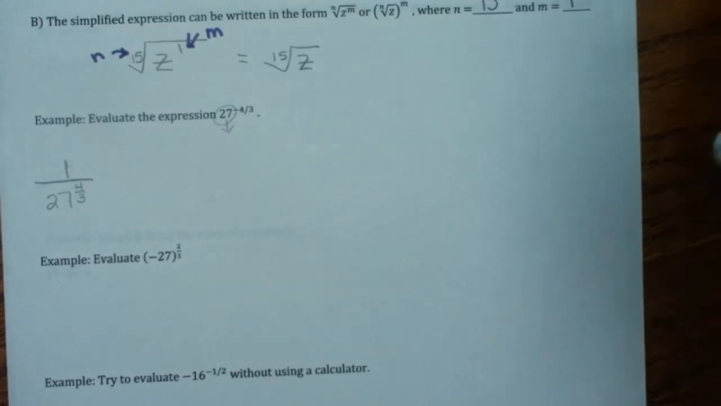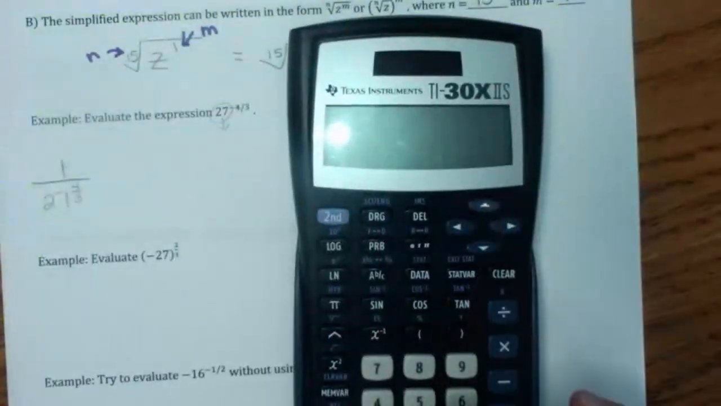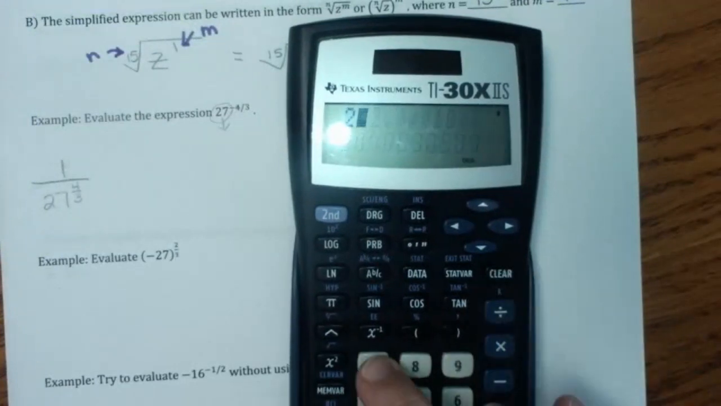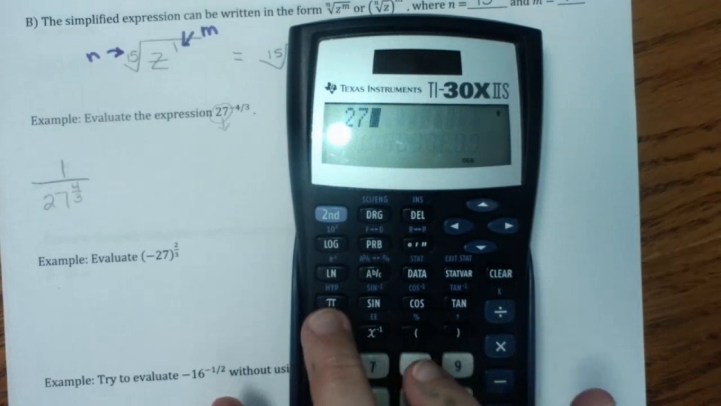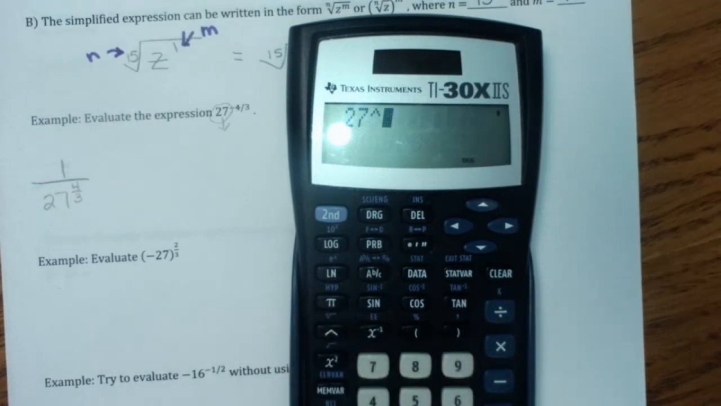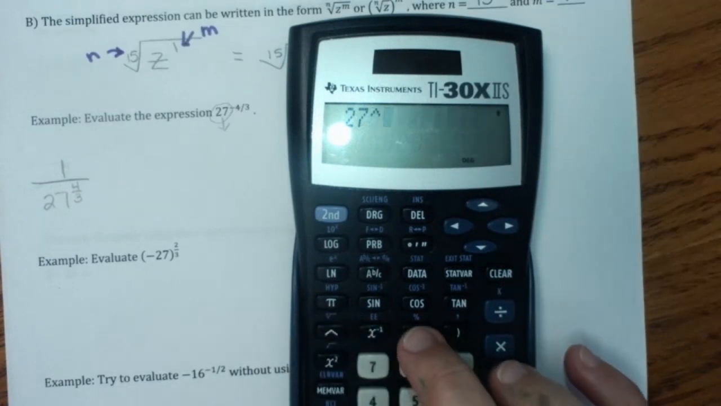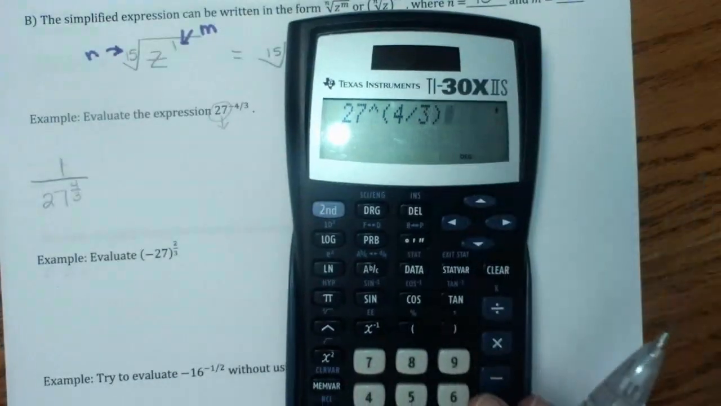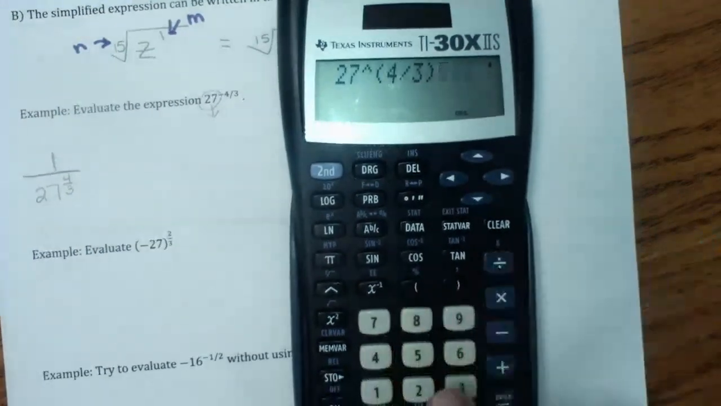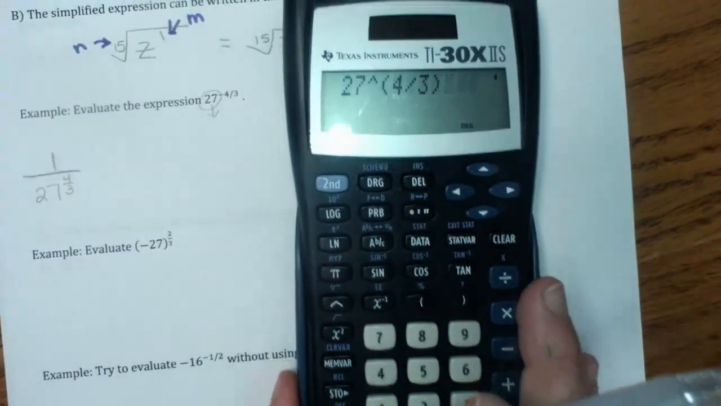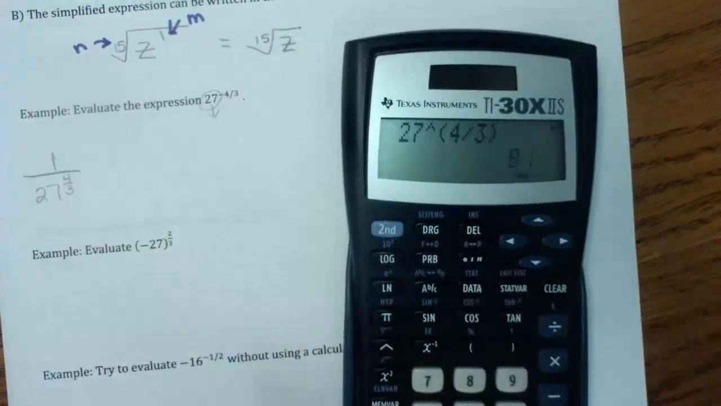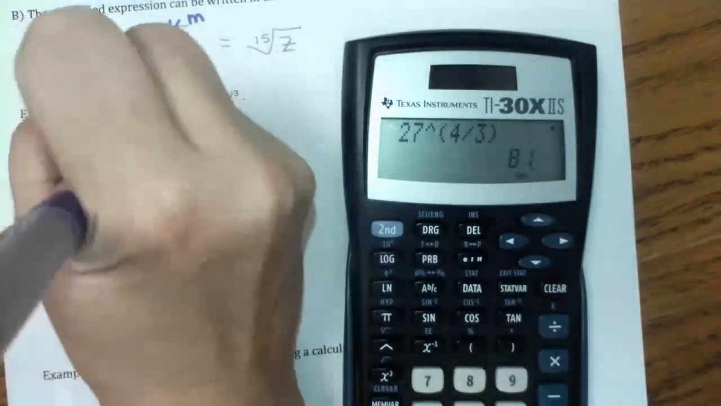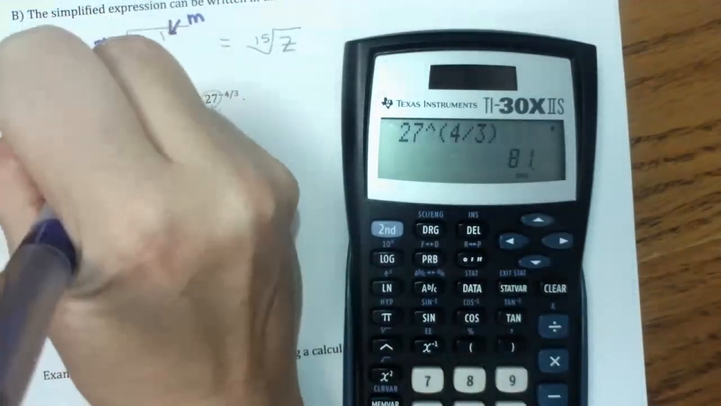You can use your calculator for this one. So let's say 27, oops, it helps if I turn it on. 27 to the power, so I'm going to use this caret button right here, which is my exponents, of 4 divided by 3. Whenever you do 4 divided by 3, it's a fraction, so you need to put it in parentheses. So in parentheses, 4 divided by 3, equals, and that will give us 81. So I have 1 over 81.